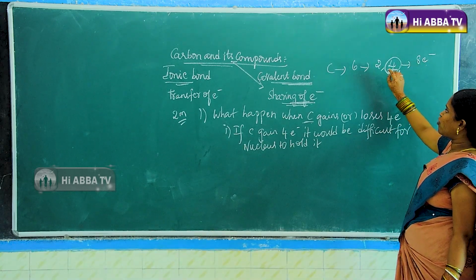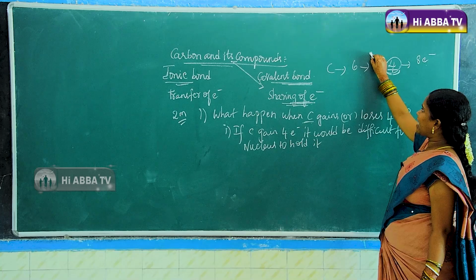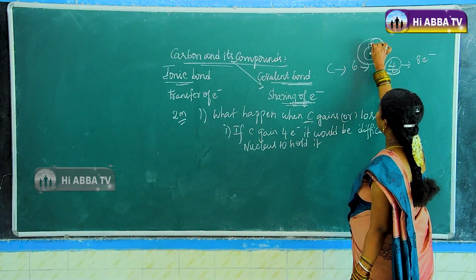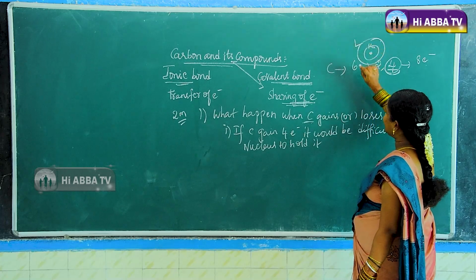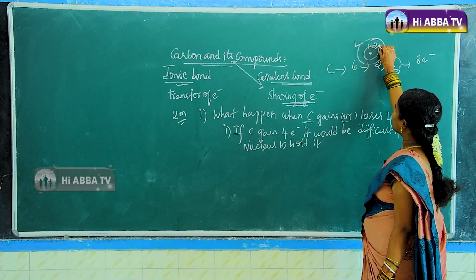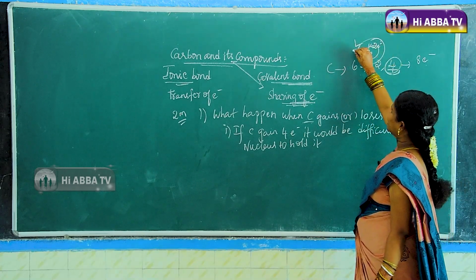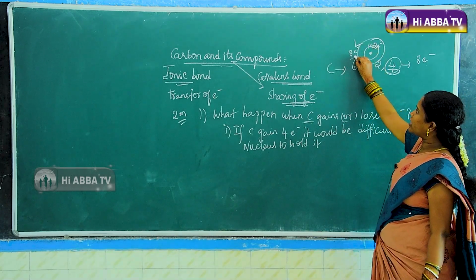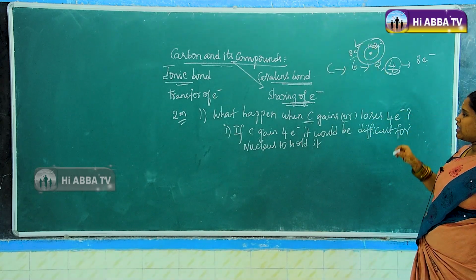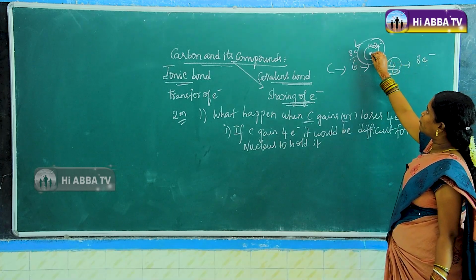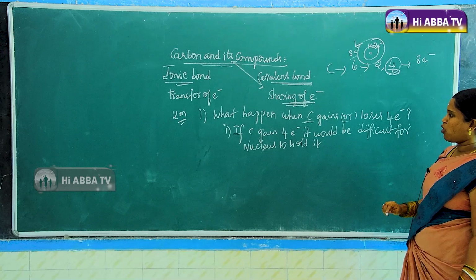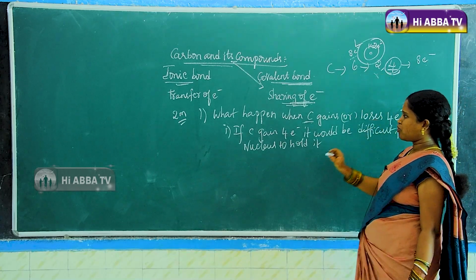If it gains 4 electrons, usually an atom consists of a nucleus, first shell, second shell, which we used to call K shell, L shell. This K shell can accommodate 2 electrons. L shell can accommodate 8 electrons. Here only 4 electrons are there. So if you add another 4 electrons, it would be difficult for this nucleus to hold it. So this case is not possible.